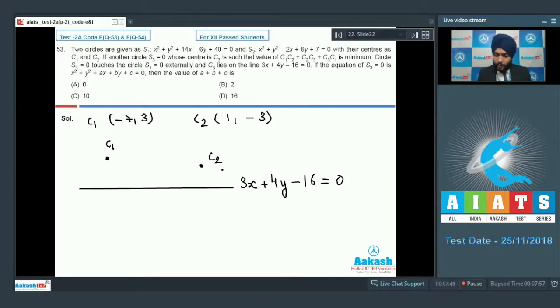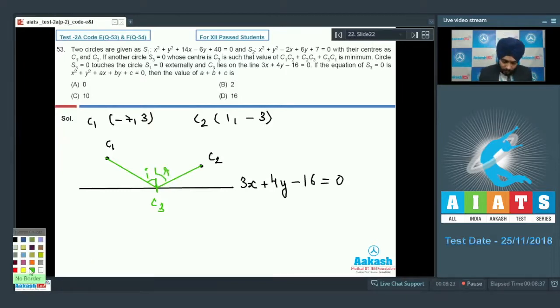C3 lies on this particular line, and as discussed, C1 C2 is fixed. C2 C3 plus C3 C1 is minimum. That means C3 has to be a point such that the incident ray along C1 C3 is reflected along C2 C3. Then only C1 C3 plus C2 C3 will be minimum. That means this angle of incidence is equal to this angle of reflection.